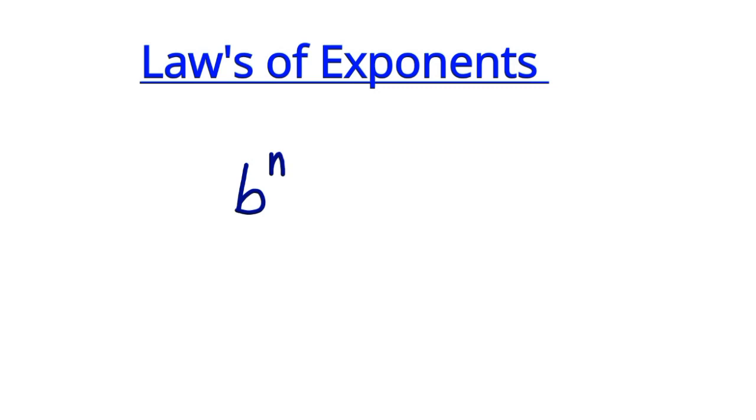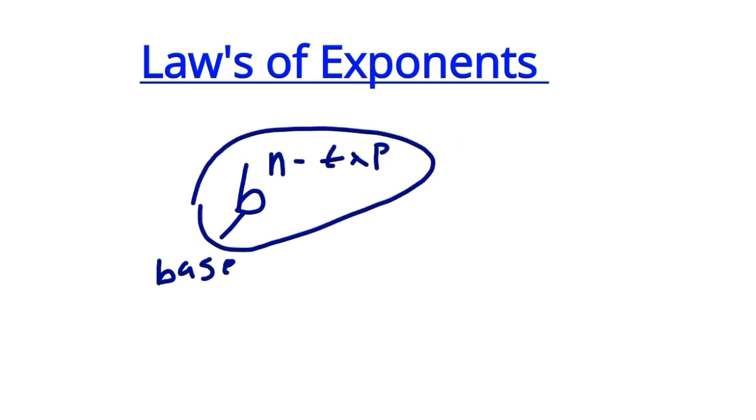Now, what does this represent? B here represents the base, while n here represents the exponent. Now, what does this exponential expression represent? The base here represents the number that will multiply itself, while n represents the exponent, that is how many times the number, which is the base, will multiply itself.